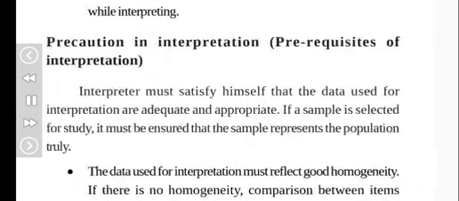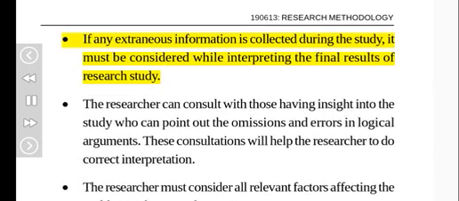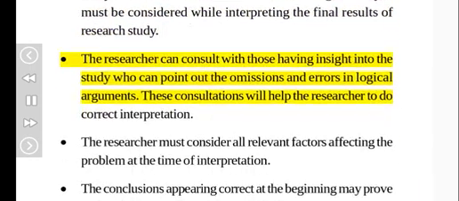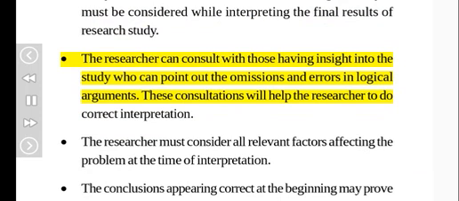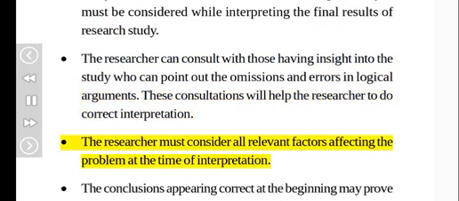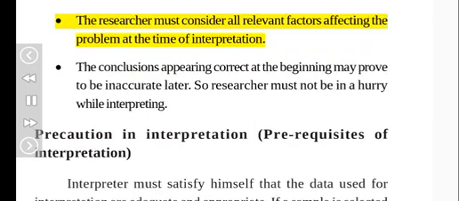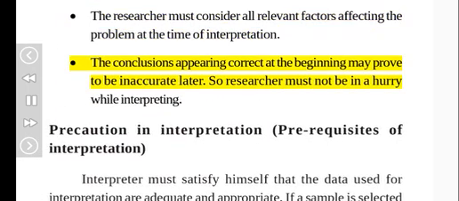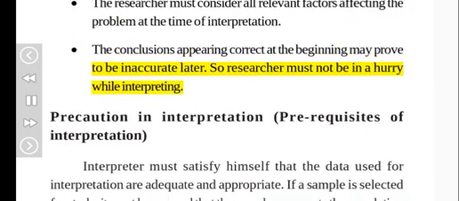If any extraneous information is collected during the study, it must be considered while interpreting the final results of the research study. The researcher can consult those having insight into the study, who can point out the omissions and errors in logical arguments. These consultations will help the researcher to do correct interpretation. The researcher must consider all relevant factors affecting the problem at the time of interpretation. Assumptions appearing correct at the beginning may prove to be inaccurate later. So the researcher must not be in a hurry while interpreting.